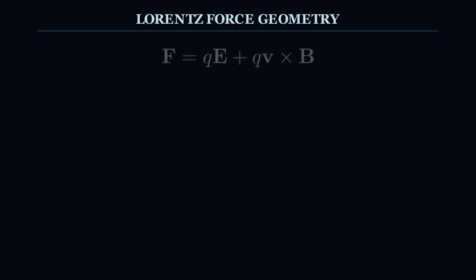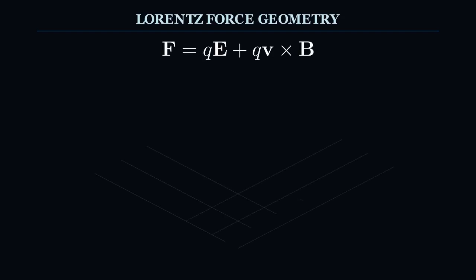Imagine a positively charged particle shot into a region of space at high speed. Suddenly, it encounters two invisible fields. Instead of being violently deflected or thrown into a chaotic spiral, the particle continues moving in a perfectly straight line, completely unaffected. This occurs because two distinct physical forces are perfectly balancing each other in real time.